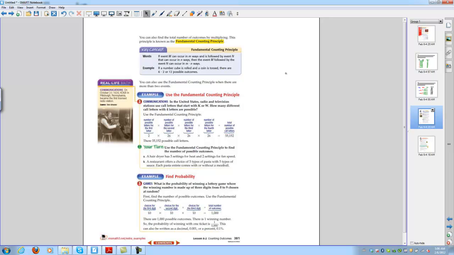Now, as you can see, we only did events where there was 2 things happening in the first one and 3 in the second one, and it took us a little while to make those tree diagrams. So we want to find a shorter way, something a little bit easier. So this is where the fundamental counting principle comes in. It says you can find the total number of outcomes by multiplying using the fundamental counting principle.